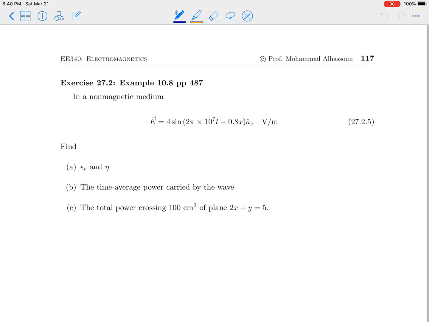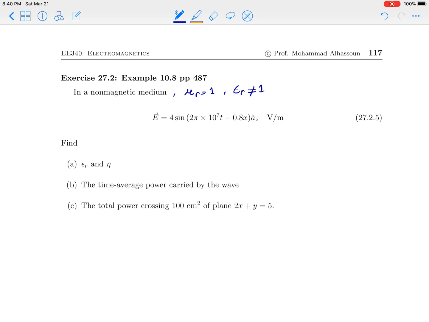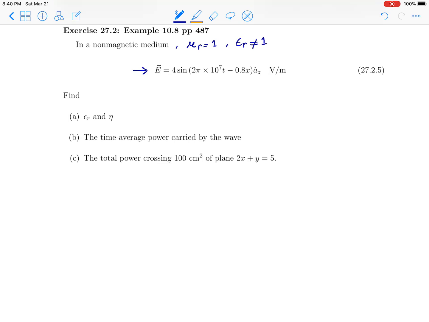So now let's solve one exercise on that subject. We're given a nonmagnetic medium, which means a medium with a mu relative equal to 1, but epsilon relative may or may not be 1. We are given the expression for the electric field, and we are asked to find the relative permittivity and the intrinsic impedance. This is the first part.